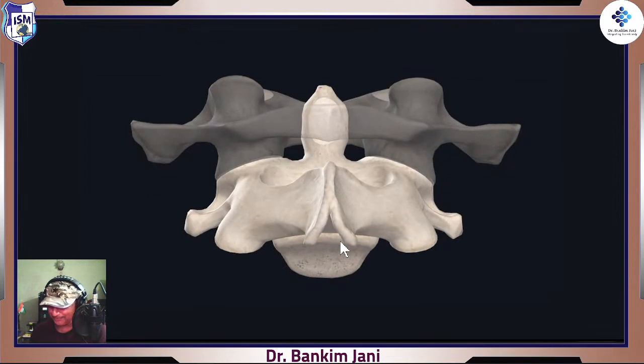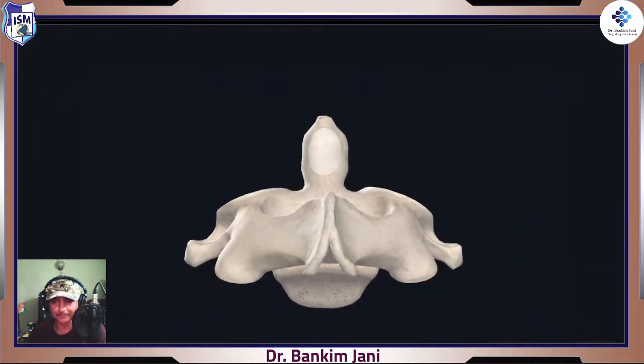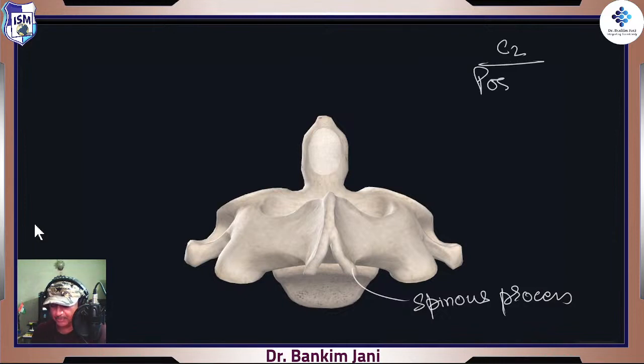Okay, so now let's fade this C1, right? That's the C1. So we are fading it because now we'll be putting our attention on C2. Here it is. So this is which view? Immediately, we watch the spinous process, right? That's the spinous process. So this is C2 and this is posterior view. So that's easy.